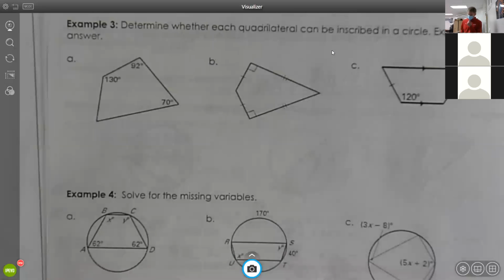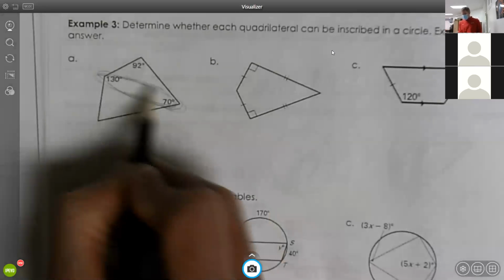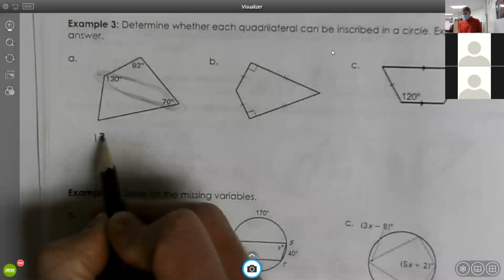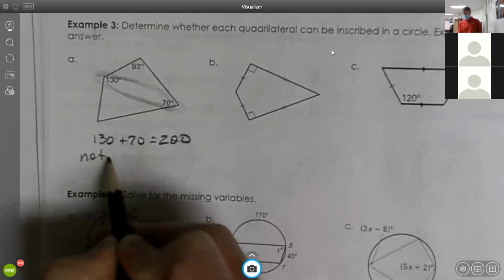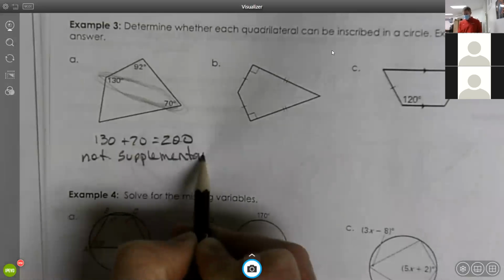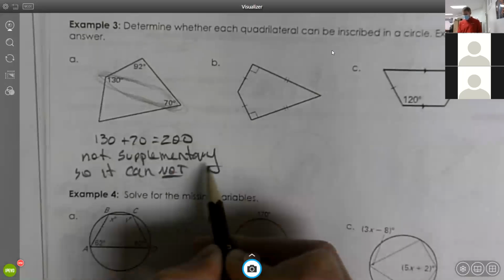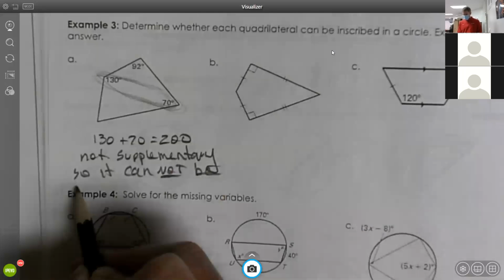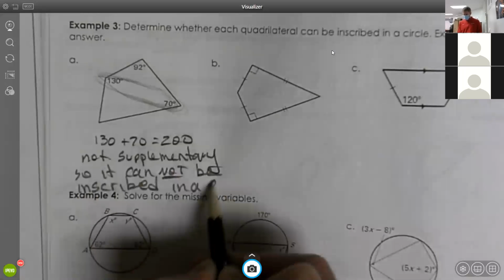So determine whether the quadrilateral can be inscribed in a circle. So I look here at the opposite angles and I notice that 130 plus 70 equals 200. Not supplementary. So it cannot be inscribed in a circle.